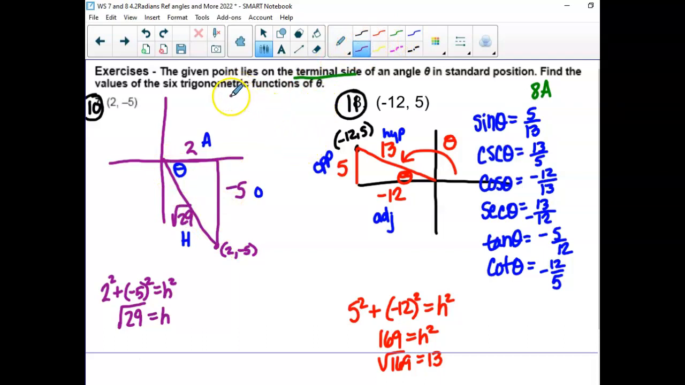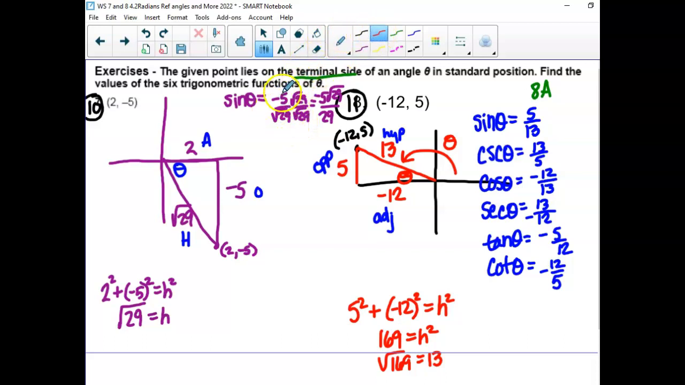All right, somebody tell me sine. Is it nice? Opposite over hypotenuse is not nice. It's -5 over square root of 29. Okay, you multiply by square root of 29 over square root of 29, and you end up with -5 square roots of 29 over plain old 29. I'm going to stop showing that step in the middle there soon.